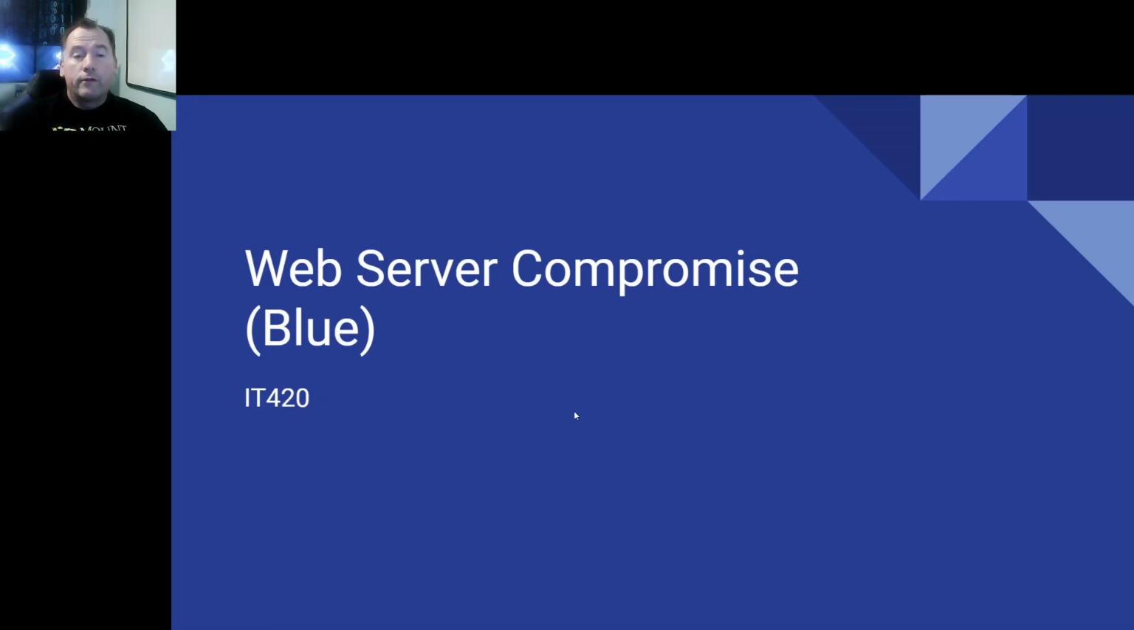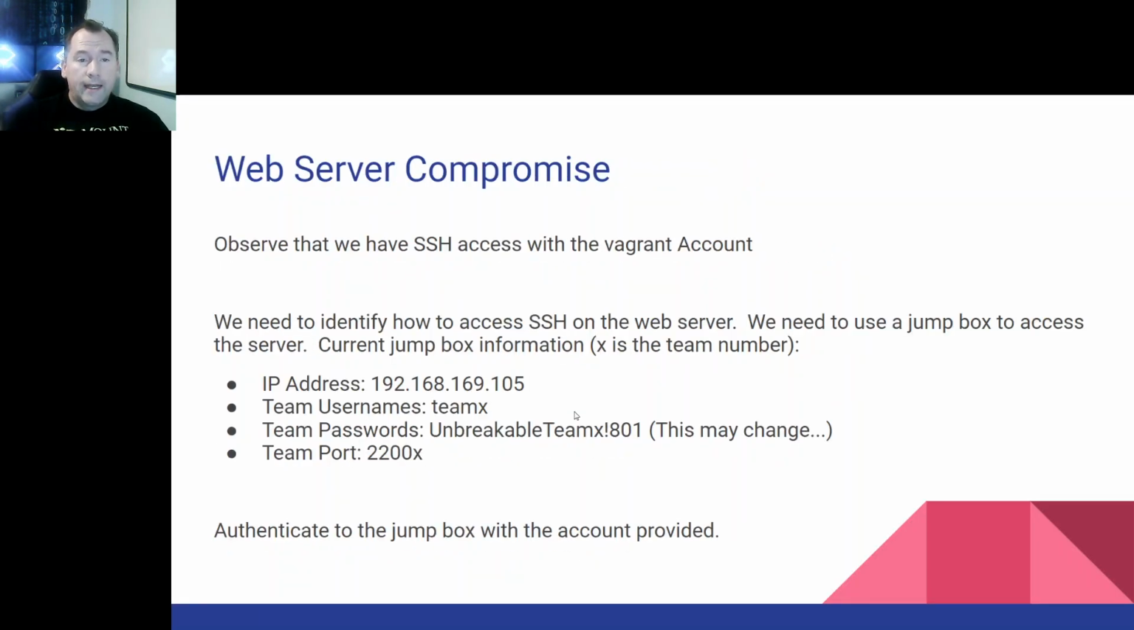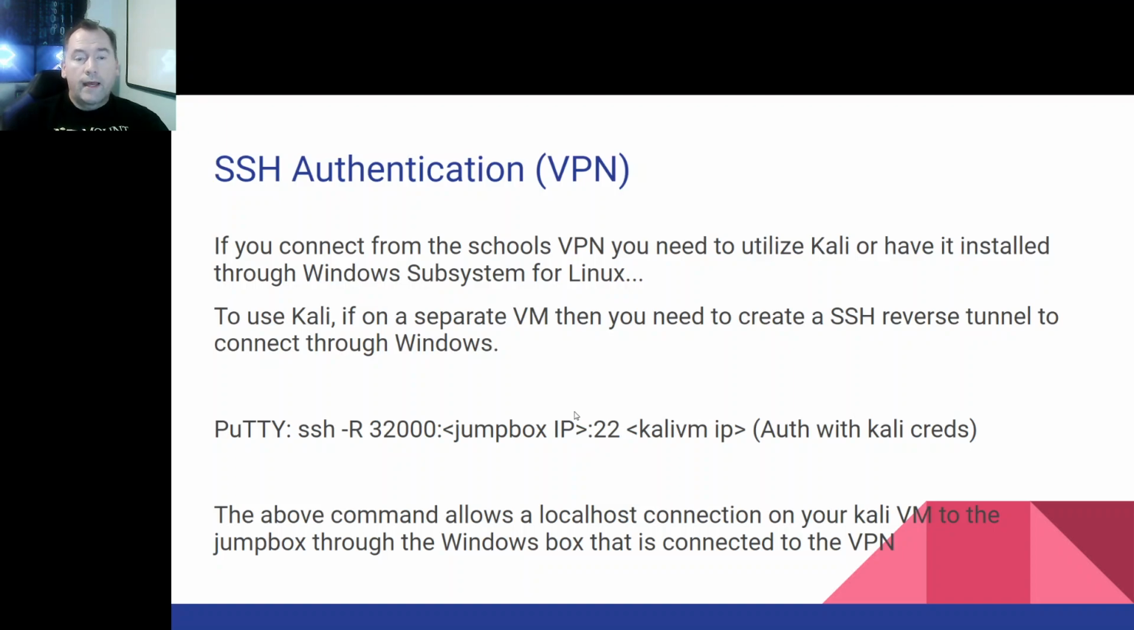Welcome back to video number 2 on web server compromise. We are currently connected through SSH from my Windows 10 VM to Kali, and that creates a tunnel on port 32,000 so that I can get to my jump box inside the network.